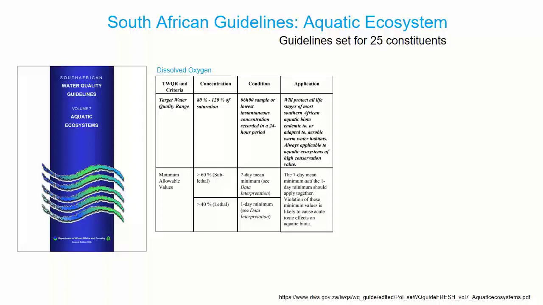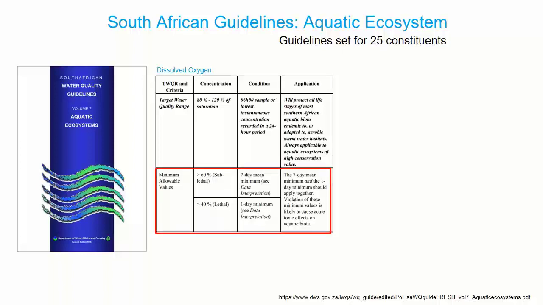Note that the criteria are expressed as a target water quality range, and in addition to a concentration target range, there's also information about condition and application. The target water quality range is set for a concentration of 80 to 120% of saturation, and this should apply to the time of day when oxygen levels are lowest. If achieved, this criterion should protect all life stages of most native South African aquatic biota.